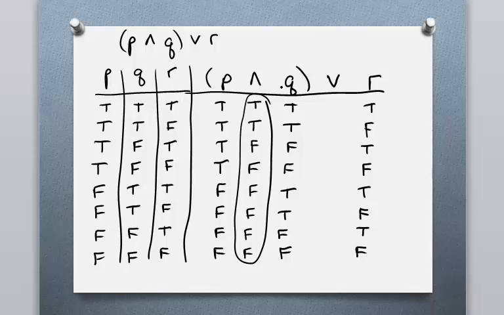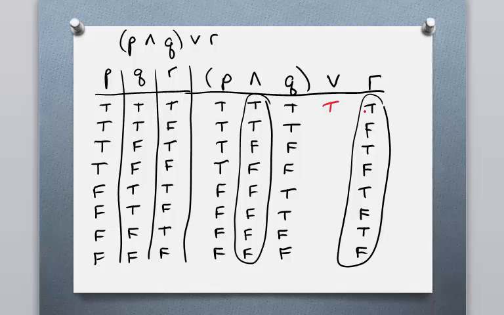So we're now going to take the answer to the part in parentheses, and we're going to combine it with the R using an OR in between. So if we have a true or a true, then we know that the final result will be true. If we have a true or a false, the final result will be true. A false or a true, we have a true there. A false or a false produces a false.